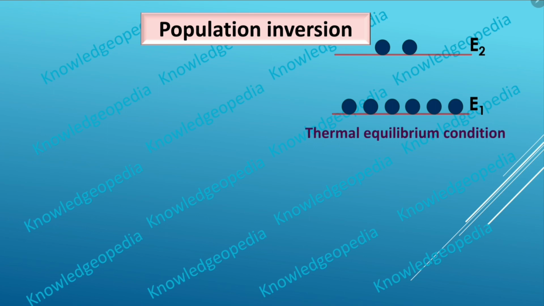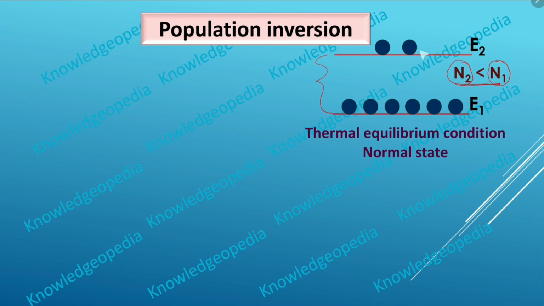That means at thermal equilibrium condition, N2 is less than N1. N2 is the number of atoms at the excited state and N1 is the number of atoms in the ground state. So at thermal equilibrium condition, N2 should always be less than N1. This is also known as the normal state. Now if some of these atoms get energy equal to the difference between these two levels, then they will move to the excited state.